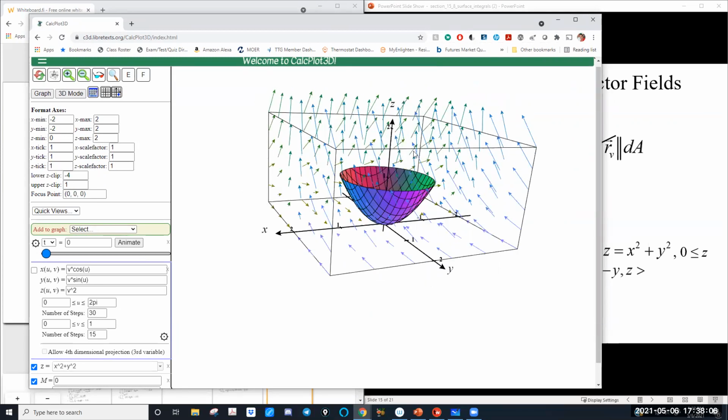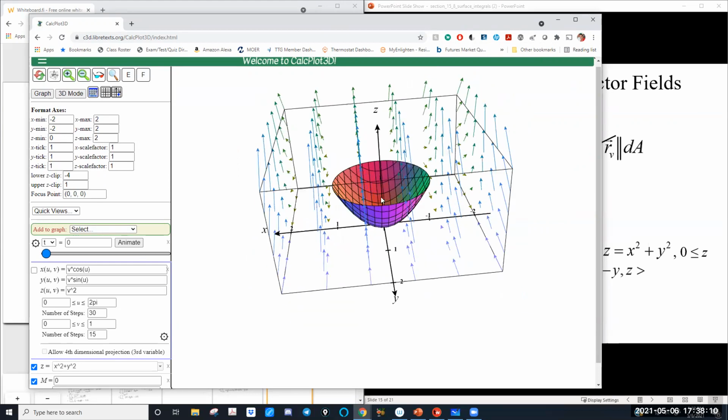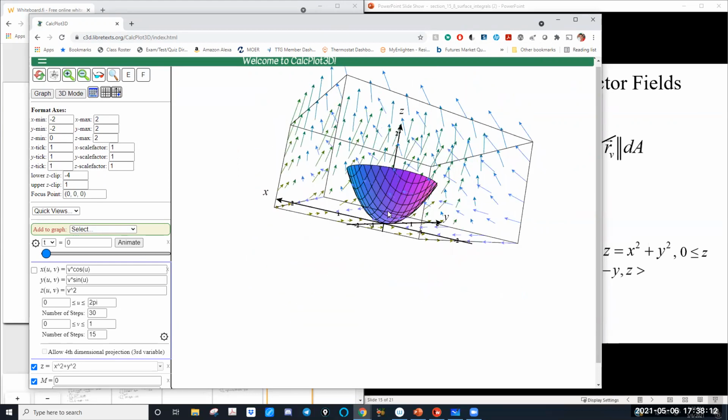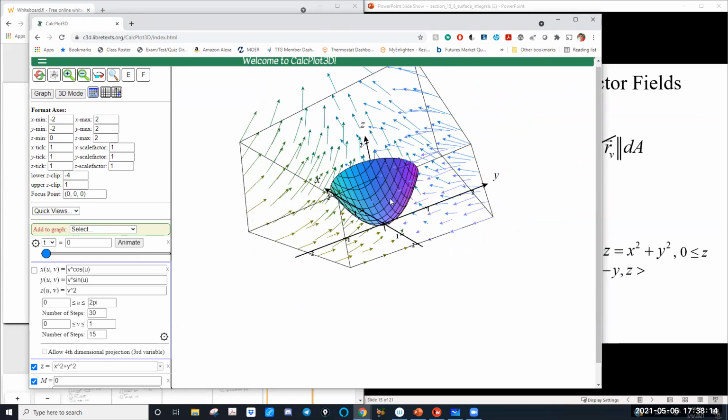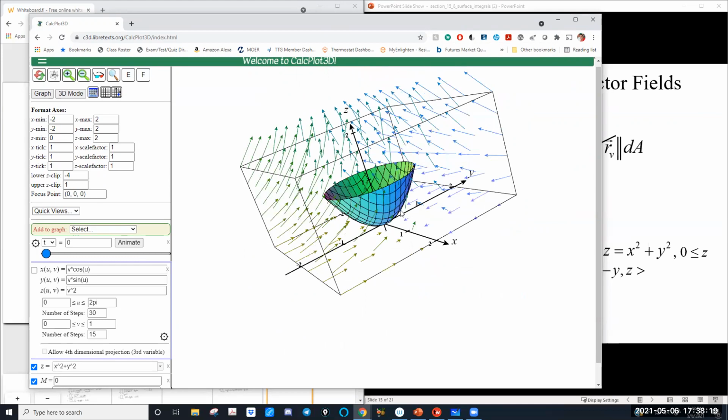Now, if I look at this, notice I see all these arrows coming into our surface, but not too many going out of the surface. So if I define outwards to be away from the surface, outside of the bowl, then I'm going to expect our flux integral to come out negative because it looks like there's more going into the bowl than coming out of the bowl.